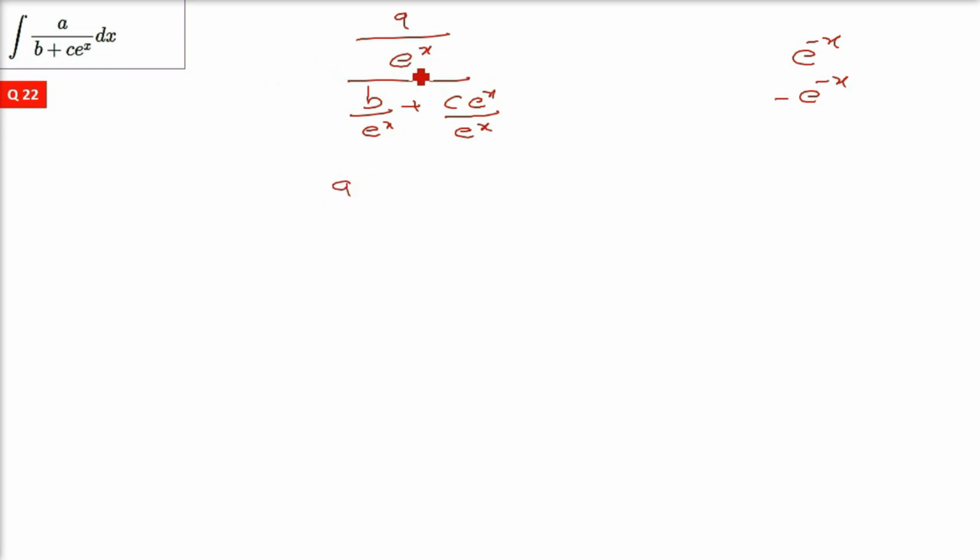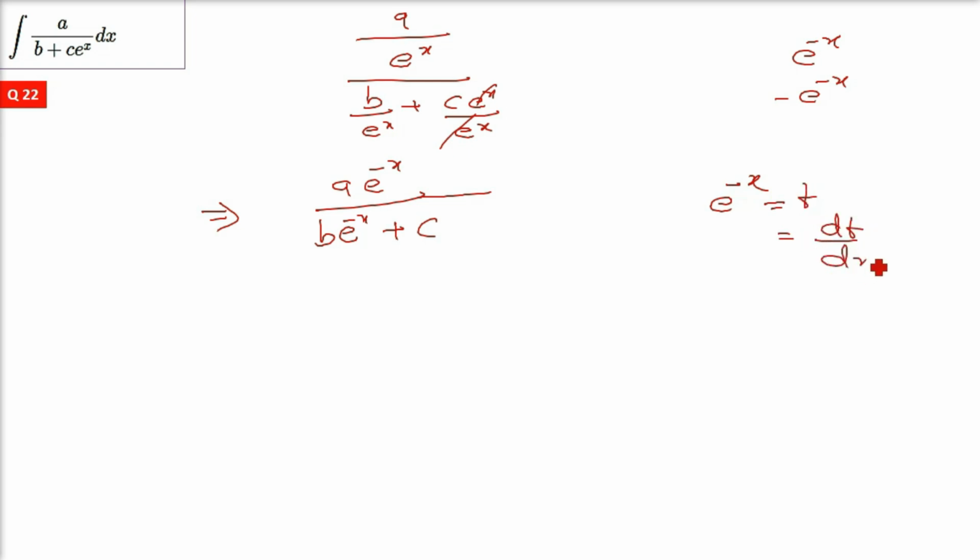e raised x goes up. This goes in the numerator, it will be e raised minus x. This is b, e raised x goes up, it will be e raised minus x. Then you have c, you can just cancel these out, so only c will remain. So what do you get here? When you take e raised minus x as t, this dt by dx will be e raised minus x, and differentiation of negative x will be negative 1, or negative.